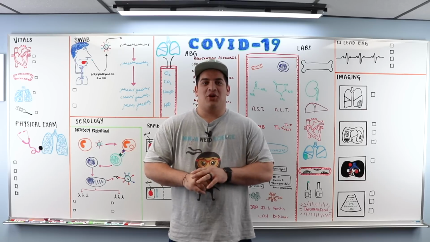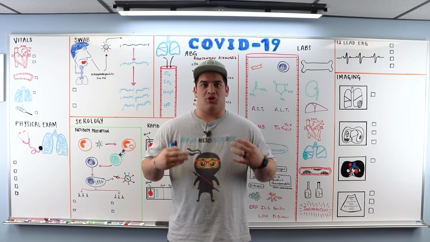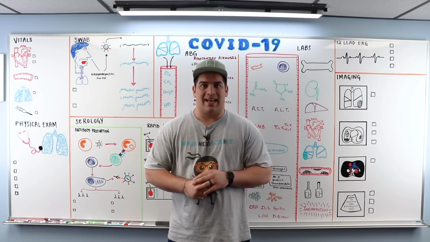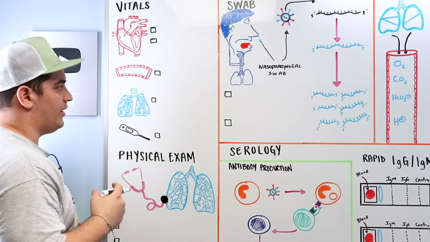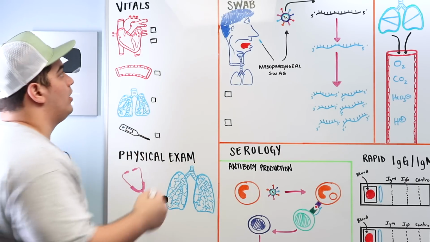All right, engineers, in this video, we're going to talk about the diagnostics that we should run on patients potentially who have COVID-19. Let's go ahead and get started. All right, so when we're diagnosing patients with COVID-19, we need to start with their vitals. That's really important. What are we looking for?